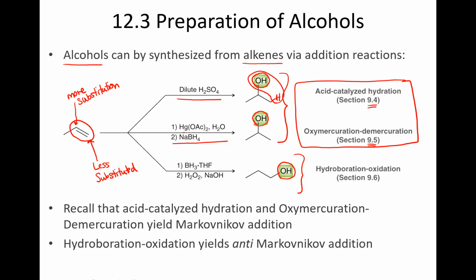The advantage of using dilute sulfuric acid is that it's a less expensive reagent, and it's not as toxic as using a mercury-based reagent. But the disadvantage is that it goes through a carbocation intermediate, and that carbocation may undergo rearrangement, which could be an undesired outcome. Oxymercuration demercuration does not go through a carbocation intermediate, so there is no carbocation to rearrange. We'll look at that in more detail when we discuss the mechanism. The last reaction we'll review is hydroboration oxidation, which provides the anti-Markovnikov hydration product from an alkene.